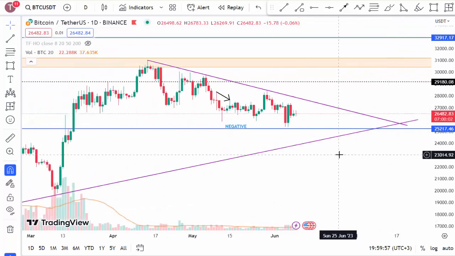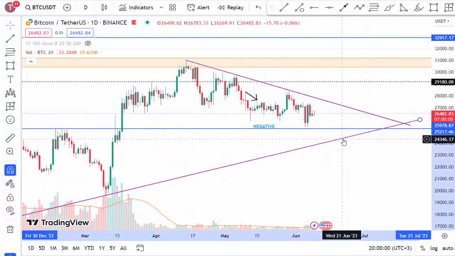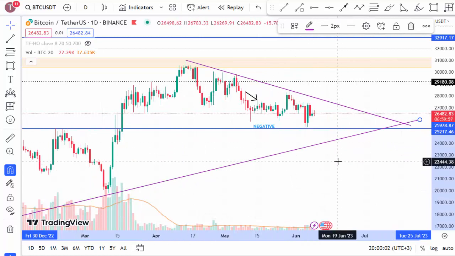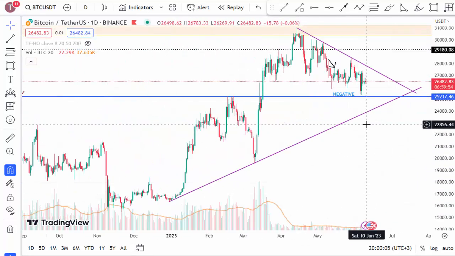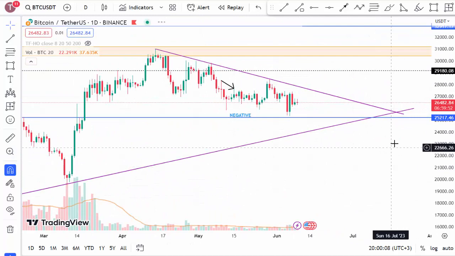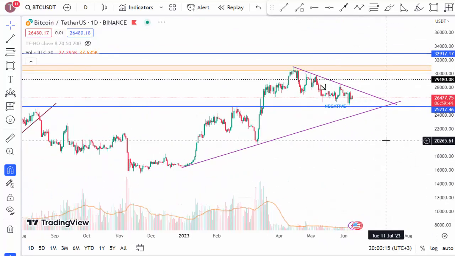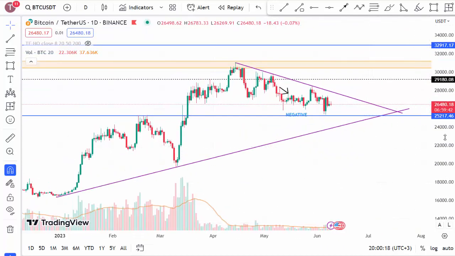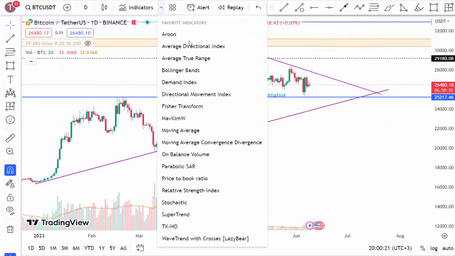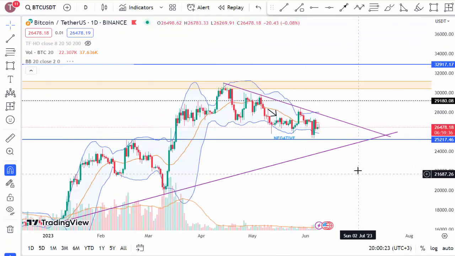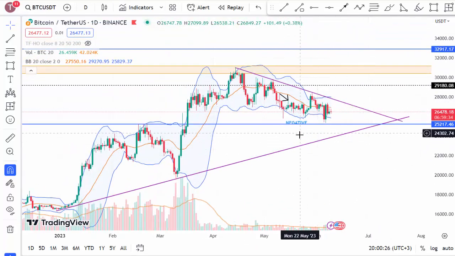The key point is the break of the level at 25,217. If it breaks below this level, although the first target is the support zone of the upward trend, we may see a significant decline if it breaks below this zone. Therefore, let Bitcoin hold onto the level of 25,217 and move upward from there. In fact, this should be our scenario. We want this to happen.